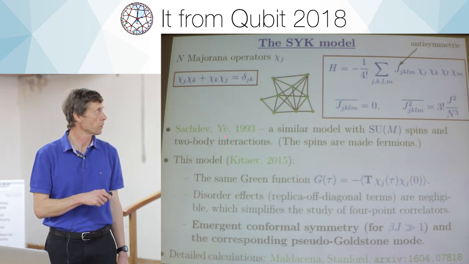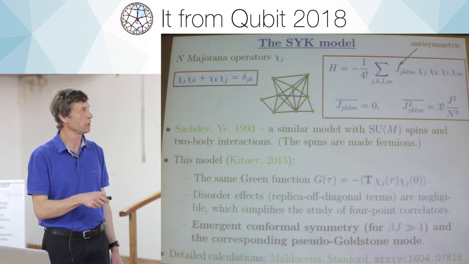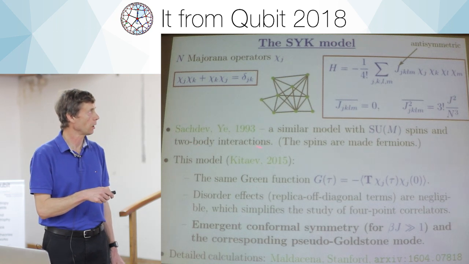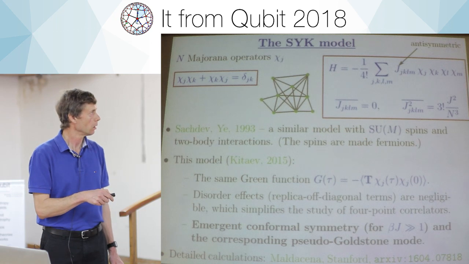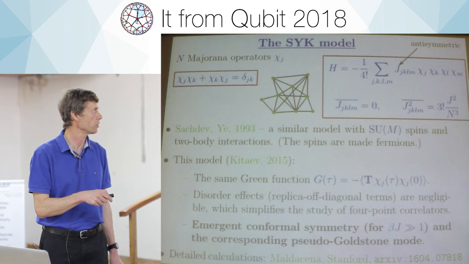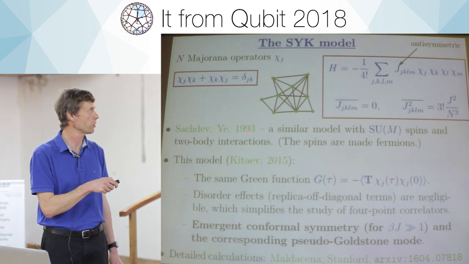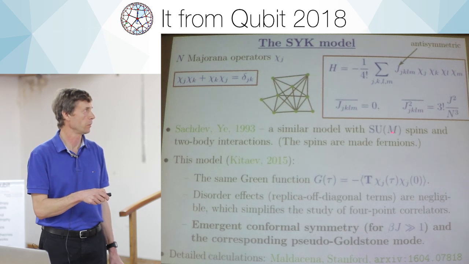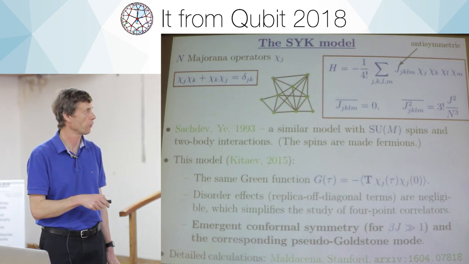A similar model was proposed by Sachdev and Ye back in 1993, and their model had SU(M) spins. M is another large number, different from N. Those spins had 2-body interactions. The spins can be realized using fermions, so this SU(M) comes from the spinor representation. This particular model has many properties of the original model, but it's somewhat simpler. Instead of having 2 distinct parameters, M and N, there is only one parameter, capital N. This capital N is the number of those green dots, the number of Majoranas.